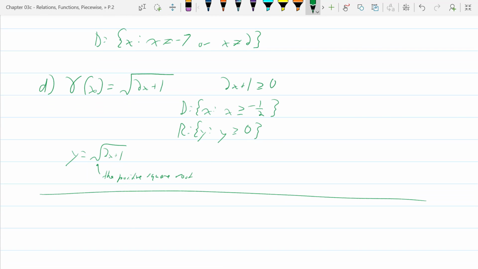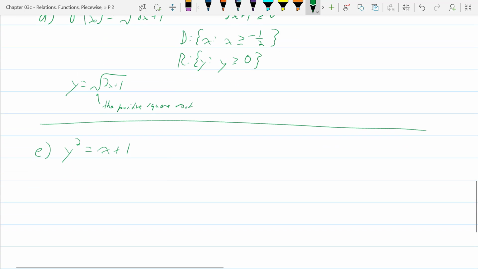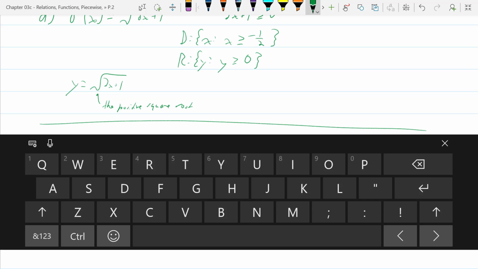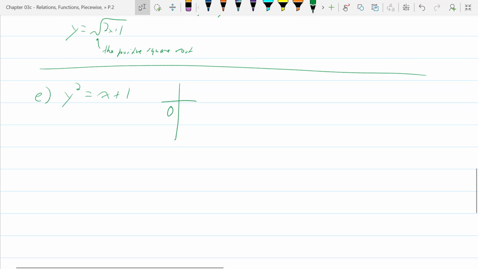Okay, we're going to do one more, e, but I also want you to state if it's a function. So I'm going to do y squared is equal to x plus 1. When I look at this and think about what's happening, is it a function? Well, it's not a function if I can find a single x that goes to two possible y's. If x is 0, I know that y could be 1. If x is 0, y could also be -1.